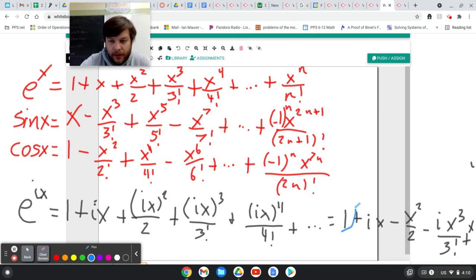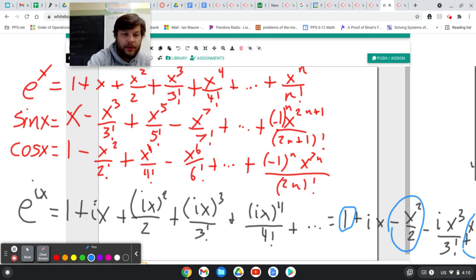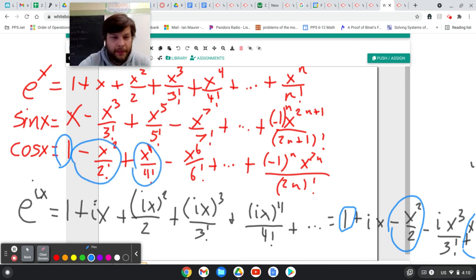In the blue, I'm going to draw cosines. Here's a cosine term. Here's a cosine term. This next one that got cut off would be a cosine term. See how they match up right here? The ones match up. The negative x squared over 2 matches up. The positive x to the fourth over 4 factorial matches up.